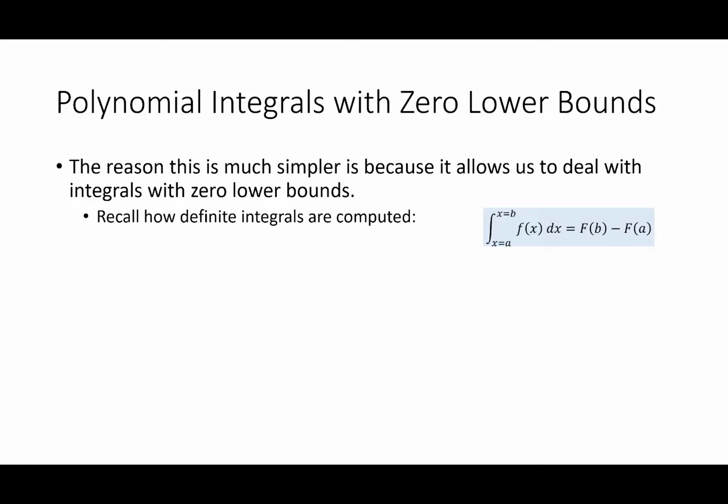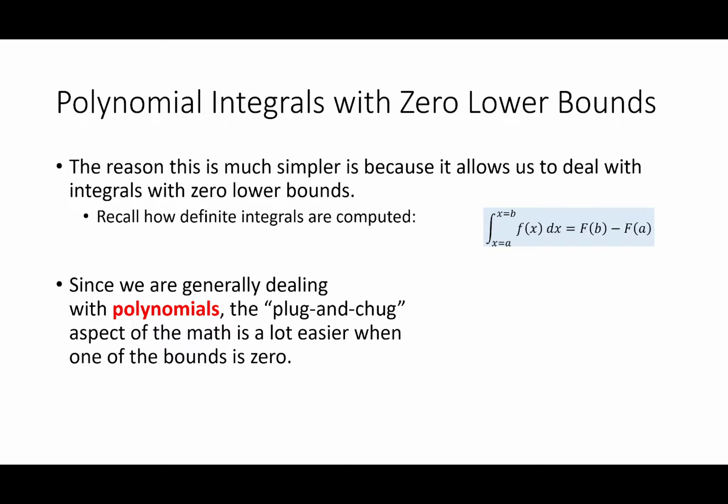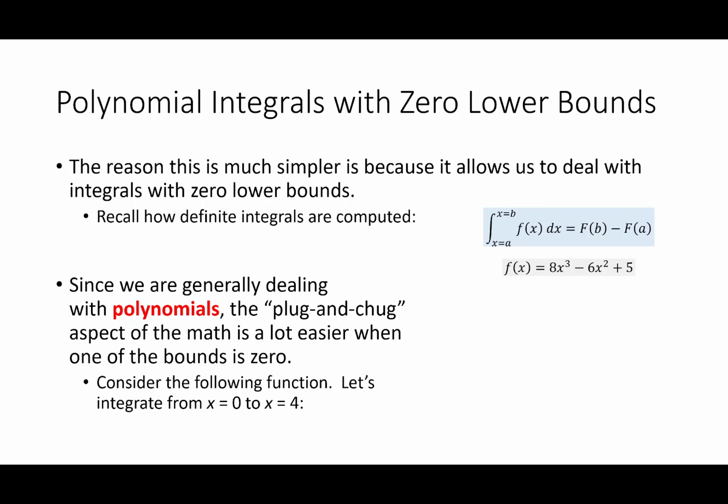So again, how do we do a definite integral? We plug in the top number minus plug in the bottom number once we've gotten our antiderivative. The plug and chug aspect is a lot easier. And I put an example here on the slides, like if we were integrating that from 0 to 4, we would say, okay, let's integrate it from 0 to 4. This is 2x to the fourth, this is 2x to the third, this is 5x.